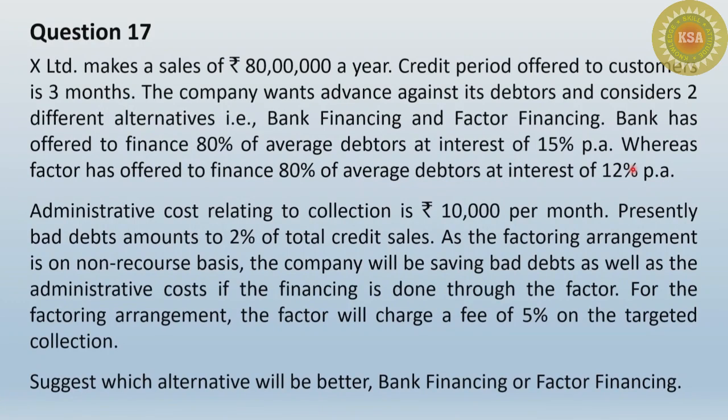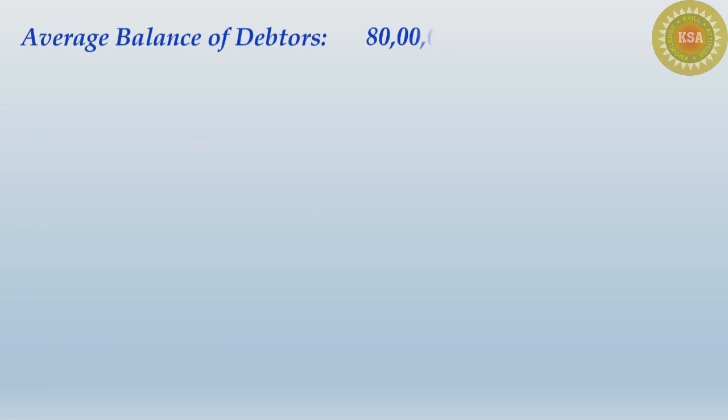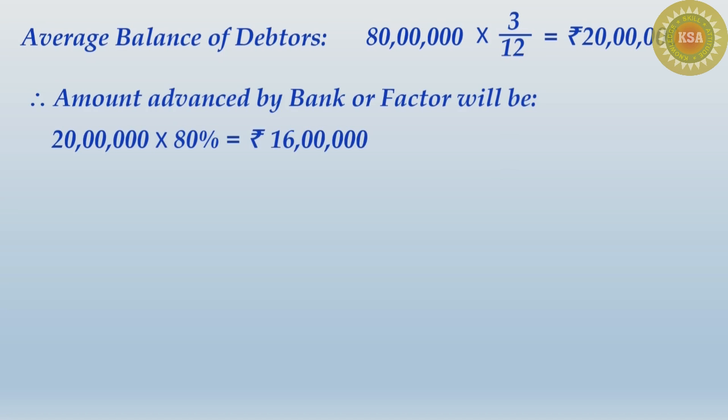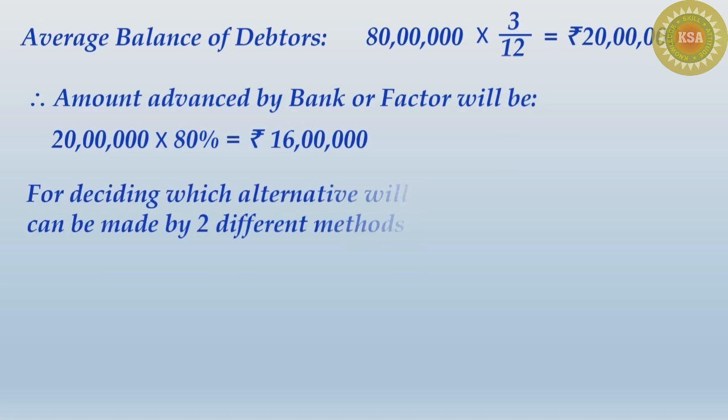So let us see how to present the solution. In your solution, you would first write average balance of debtors, and that will be 20 lakhs. I don't have to explain this kind of calculation any further. Amount advanced by bank or factor, both ways, will be 80% of the amount of your debtors. For deciding which alternative will be better, the calculation can be made by two different methods. I have verbally explained both the methods, but now let us put it by calculation. Let us observe the first method's calculation.